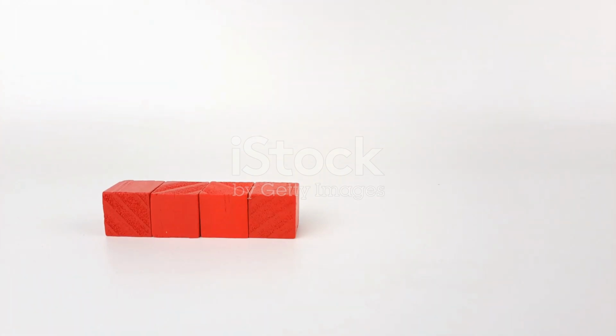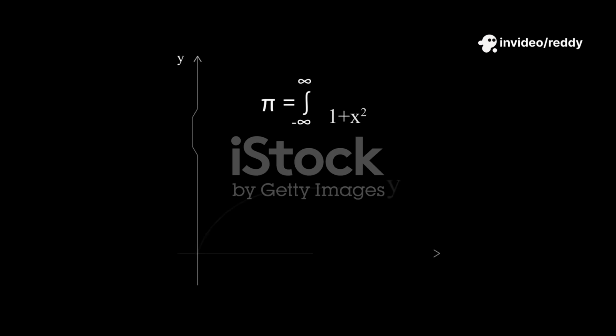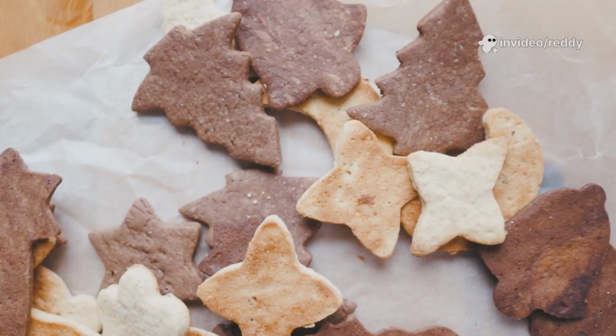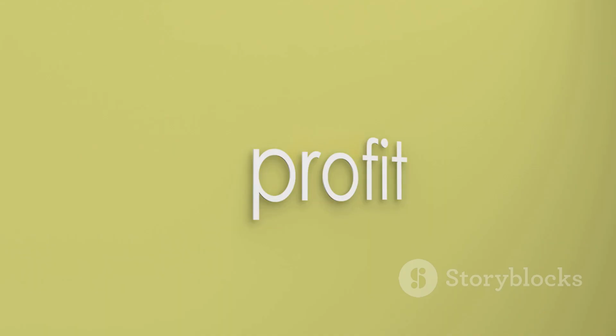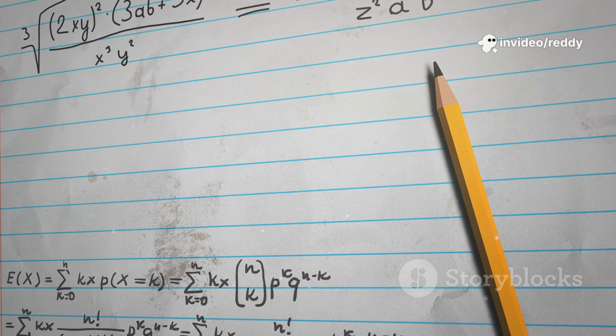To solve our bakery problem, we need to know the building blocks of linear programming. First, decision variables, what you control. Here, it's the number of cakes, X, and cookie batches, Y. Next, the objective function, your main goal. For us, it's maximizing profit. Profit equals 10x plus 5y.